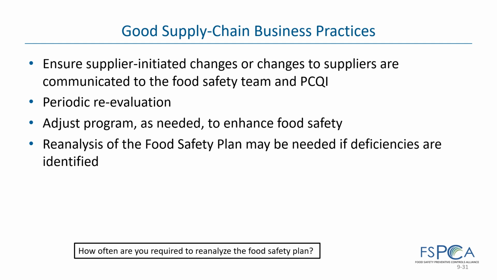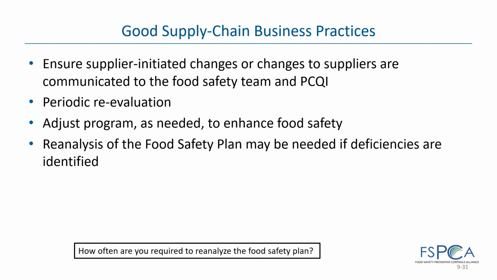Periodic reevaluation, as with the rest of the food safety plan, is definitely a key here. Make sure you're reevaluating these, making sure that your approved suppliers should still be approved to buy product from. And of course, adjust the program as needed to enhance food safety, especially if you're doing corrective actions or have problems, or that reevaluation throws up some red flags that changes need to be made. And as always, reanalyze the food safety plan if those types of things are happening and you find some deficiencies.